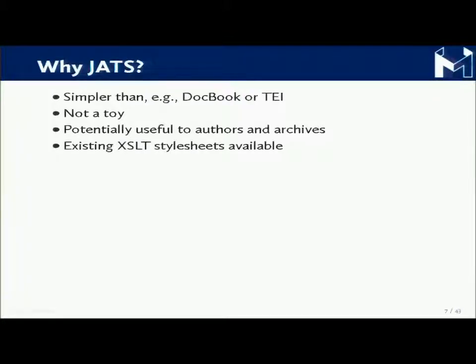So they pick JATS because, firstly, it's simpler than perhaps DocBook or TEI, but it's not so simple as to be a toy. And it's potentially useful to researchers and archives to have a better rendition of the content that they're archiving. And there's existing style sheets, which are currently the ones that are publicly available, in XSLT 1.0, so if you want to just add XSLT 2 isms like as attributes or more use of sequences or XPath level if expressions, then that's a quick win.